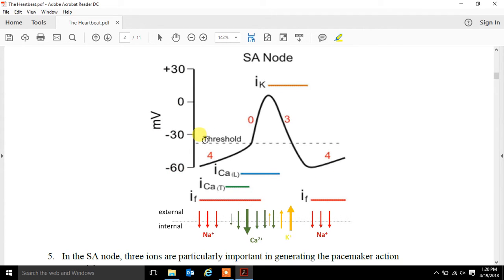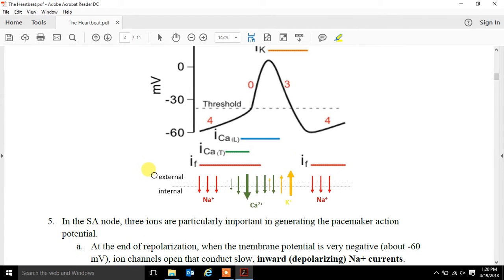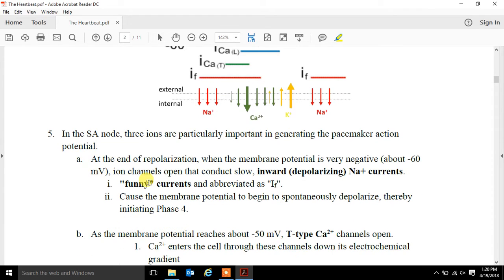Here's this threshold that I mentioned in that very first image that we've got to get above to get that full action potential. And we've got calcium, inward rectifying calcium, there's T-type and L-type, and there's these funny channels. Then down here I've got the external and the internal side of the cell and the directional movement of these various ions. So I'll kind of go back and forth here. This is just the image. I'll highlight what's really important in these bottom portions.